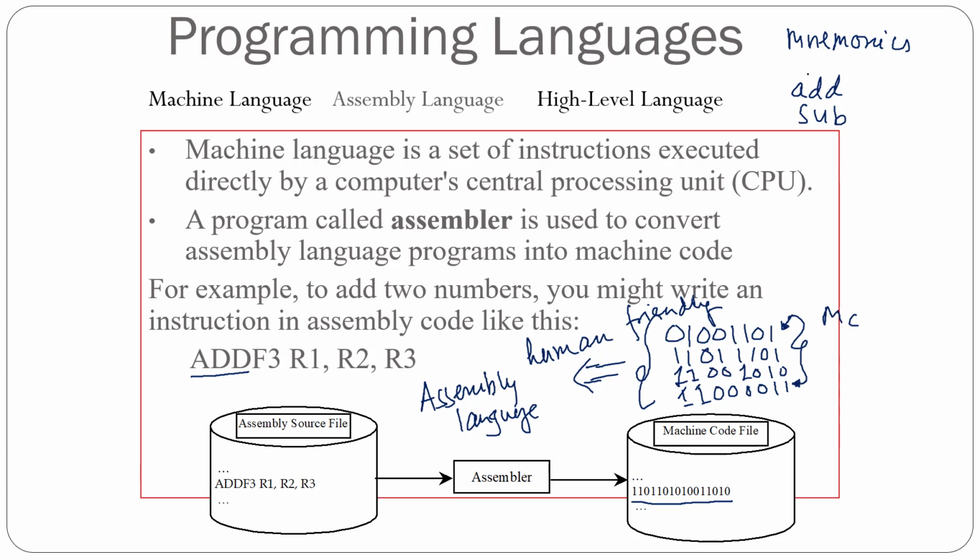Mnemonics. All right, mnemonics means these symbols, like add means you have to perform the addition of two values. Sub means you have to do the subtraction of two values which are provided to you. So how will an instruction look like in assembly language? You'll have something like this: add F3, R1, R2, R3.